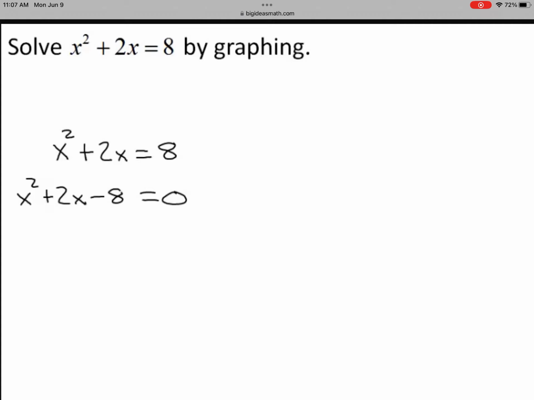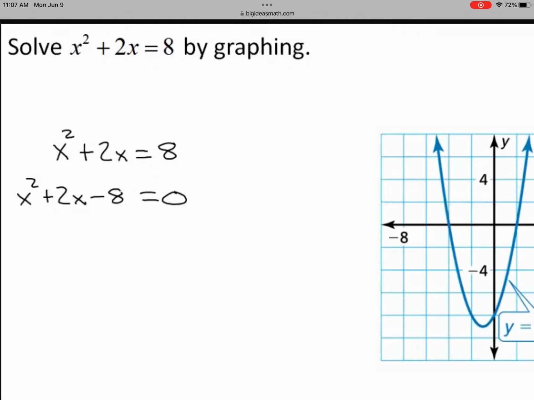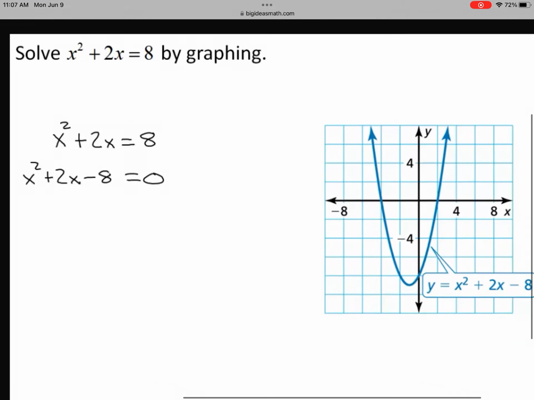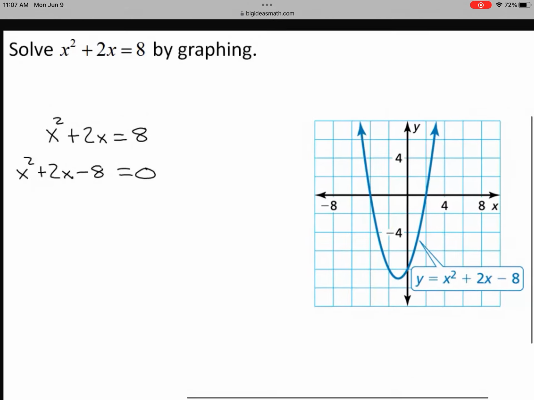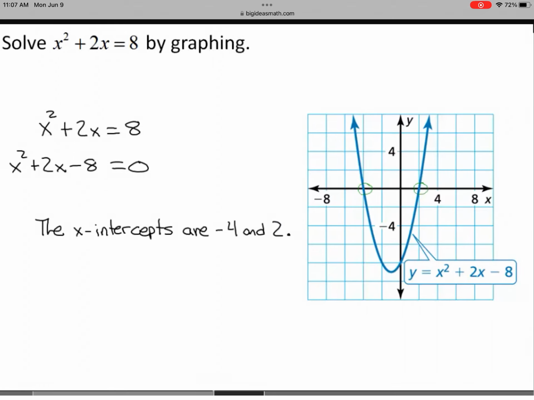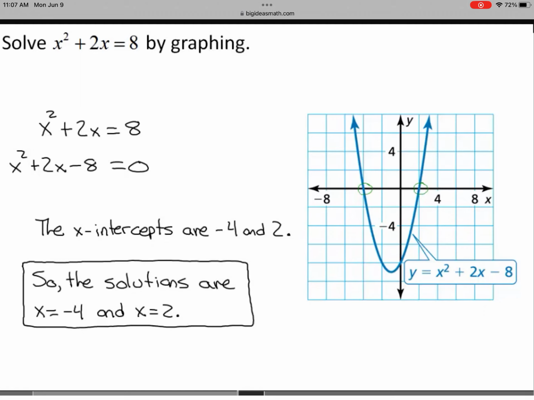Next, graph the related function y equals x squared plus 2x minus 8. From the graph, you can see that the x-intercepts are -4 and 2. So the solutions are x equals -4 and x equals 2.